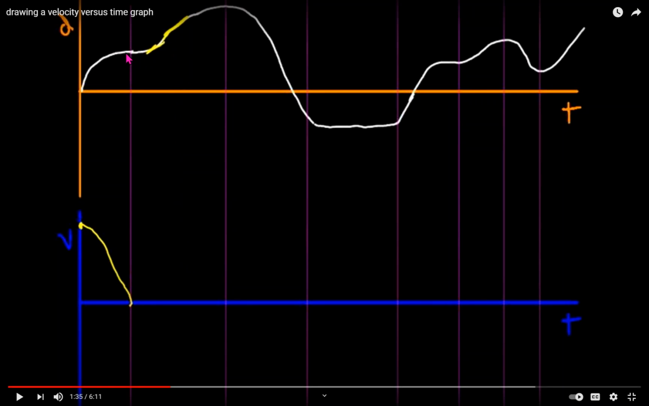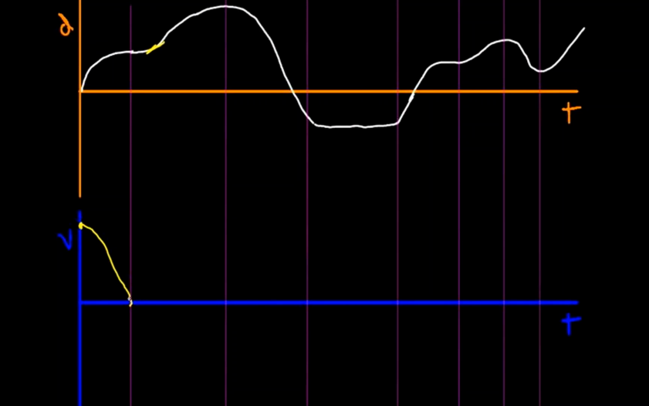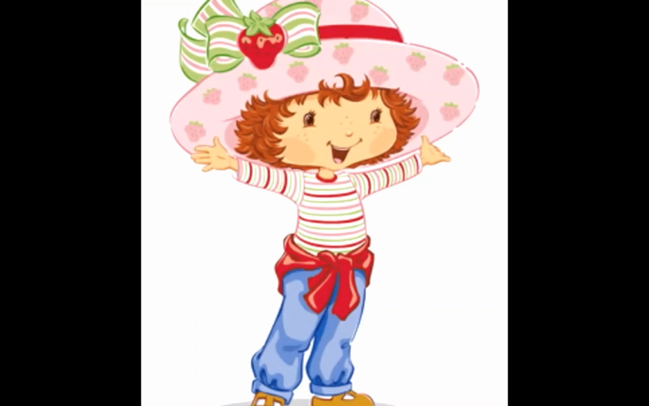If the slope of the position time graph is positive and increasing, that means our velocity will be positive and increasing. And then later on, the slope is positive and decreasing, so the velocity will be positive and decreasing. Draw that, where we start at 0. We go from 0 to a more positive value, to a maximum around here, then we still say positive, we go back to 0. Strawberry Shortcake says 0 slope means 0 velocity.